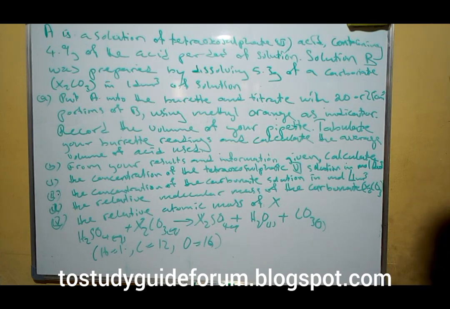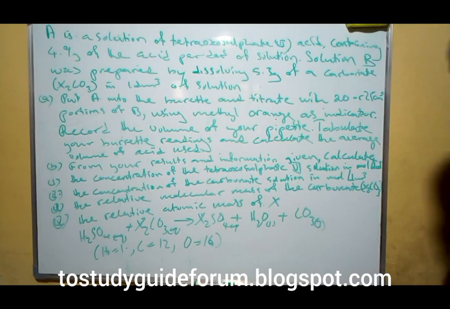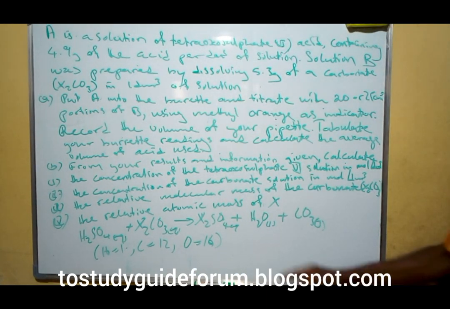B. From your result and information given, calculate the concentration of the acid solution in mol per dm cube. 2. The concentration of carbonate solution in mol per dm cube. 3. Relative molecular mass of carbonate and relative atomic mass of X. The equation of reaction is already given to us. And the next thing we're going to do here is to get the table by titration.